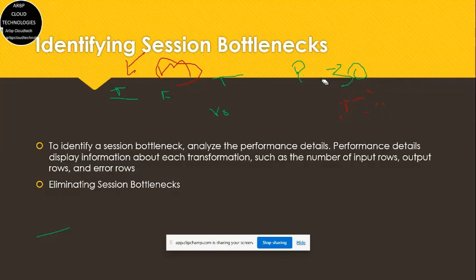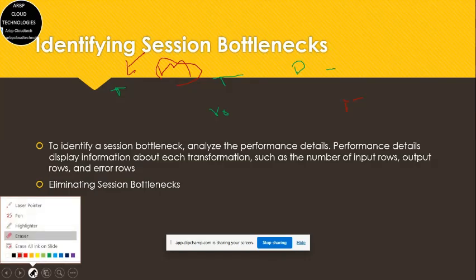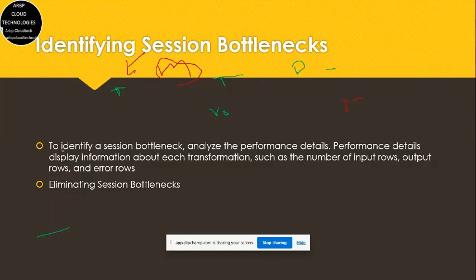In session bottleneck, what point do I need to remember? To identify a session bottleneck, analyze the performance detail. The performance detail displays information about each transformation, such as the number of input rows, output rows, and error rows. So this is all about the session bottleneck.